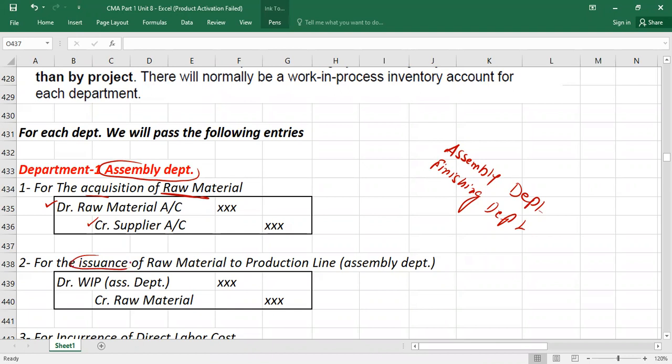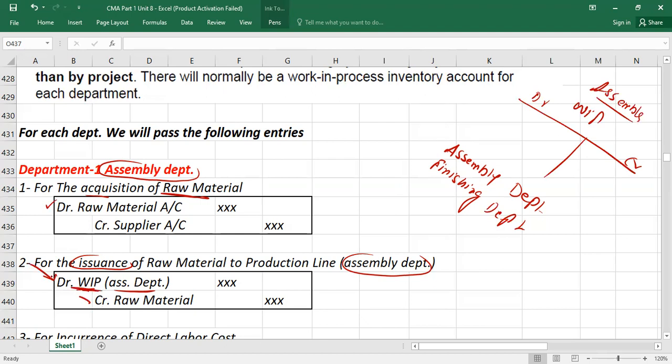Once we issue the raw material to the assembly department, what entry will we pass? We will debit the work in process account for the assembly department. Please make sure that for each department, we will create a separate work in process account, and into that account we record material, labor, and overhead cost. So for the assembly department, we will have a separate work in process ledger, with a debit side and a credit side. Once we issue the raw material, we debit work in process and credit raw material. It means this material cost will be recorded under the assembly department work in process account on the debit side, because work in process is debited due to raw material.